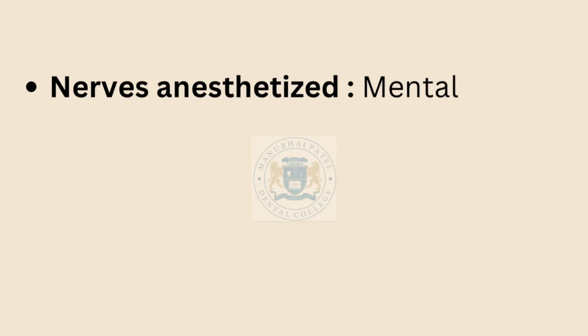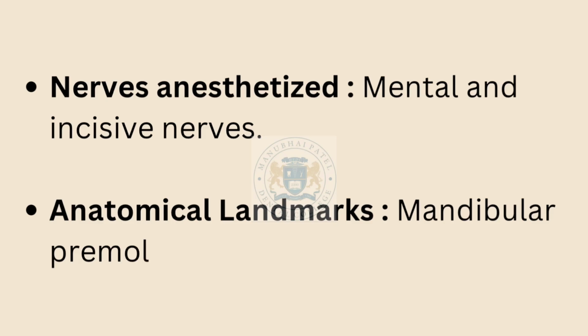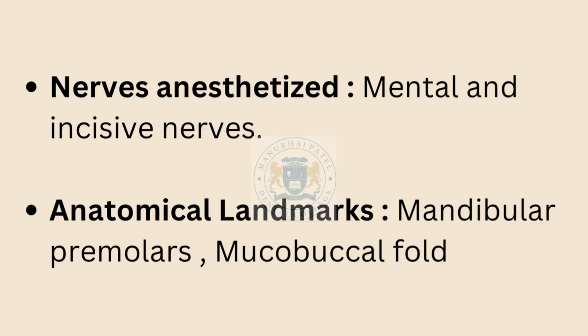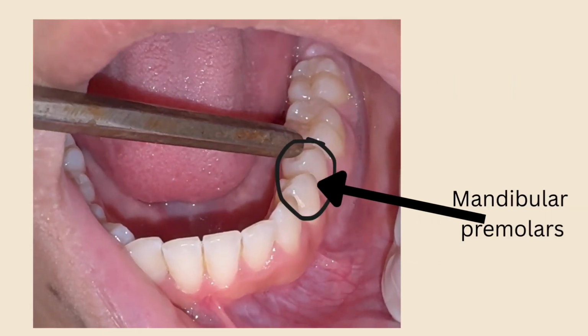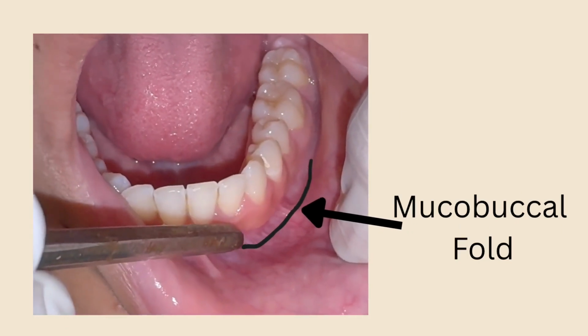What are the nerves anesthetized? So they are the mental and incisive nerves. Its anatomical landmarks include mandibular premolars and mucobuccal fold. The circle shows mandibular premolars. The line denotes mucobuccal fold.